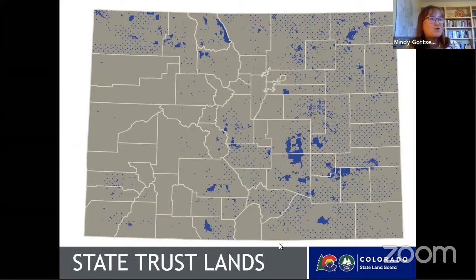And so this is our current distribution. This is this map again. You can see that in many parts of the state, we have the very traditional checkerboard pattern of sections 16 and 36. But there are also parts of the state where we don't have ownership because at the time of statehood, those were either Native American territories or Spanish land grants.